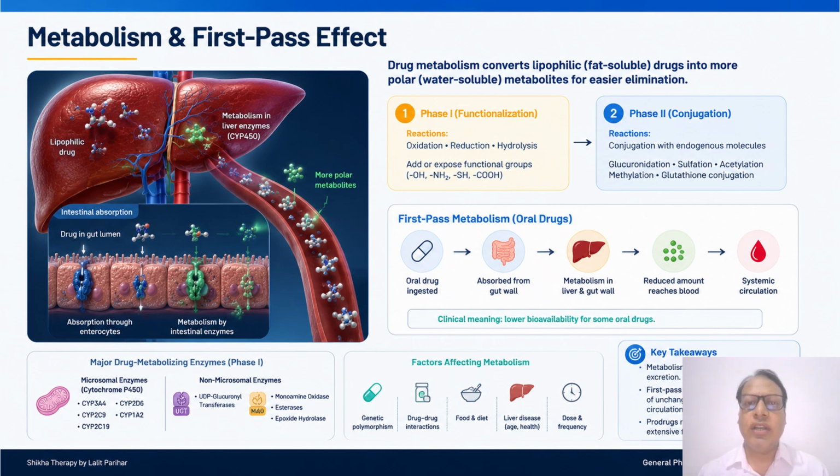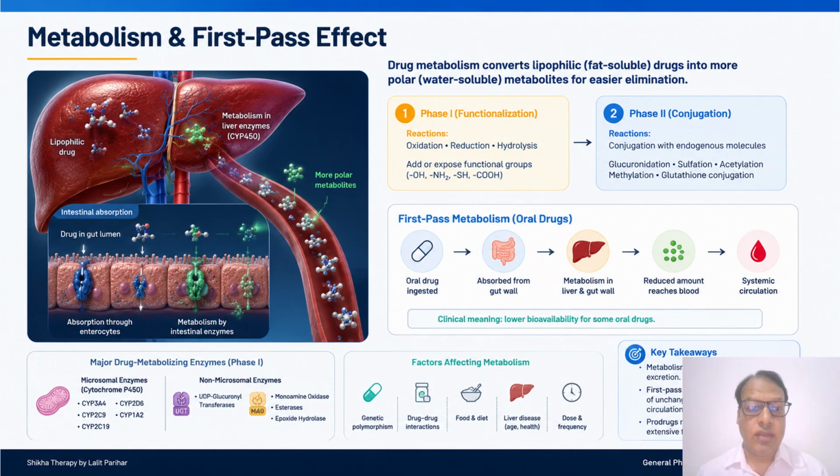The major organ involved in drug metabolism is the liver. However, metabolism can also occur in other tissues. Drug metabolism is broadly divided into phase 1 and phase 2 reactions. Phase 1 reactions include oxidation, reduction and hydrolysis. These reactions introduce or expose functional groups in the drug molecule.